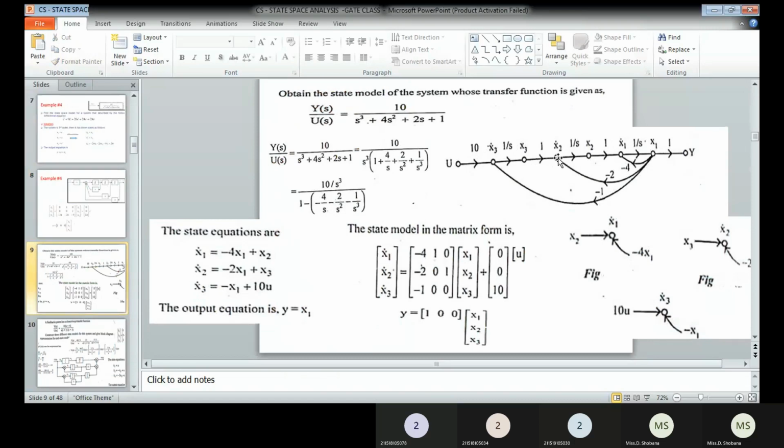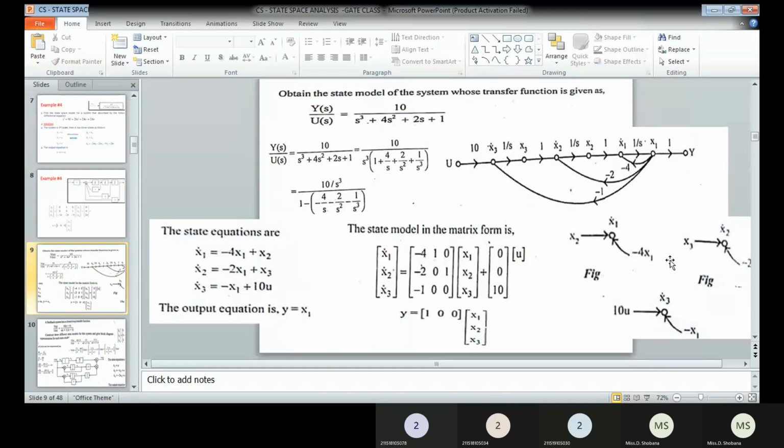If we take the x2 dot node, a signal is coming from x3, and another signal is minus 2 into x1. And if you take the x1 dot node, a signal is coming from x2, and the feedback signal is also coming, minus 4 into x1. Okay, so now write all the equations.